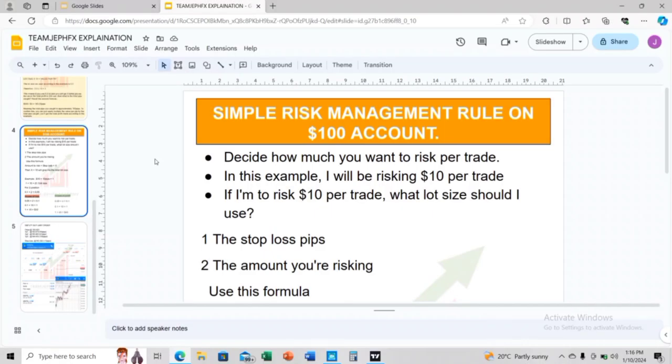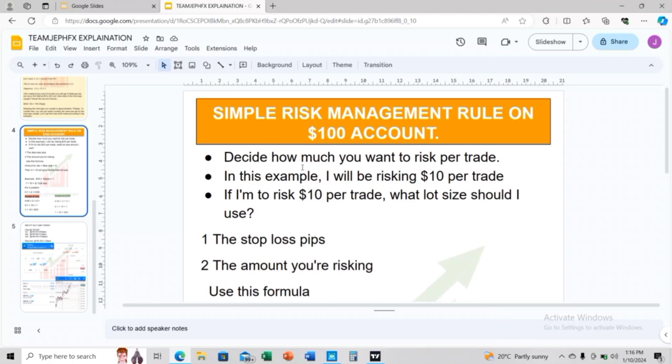Okay, in this video I'm going to be explaining simple risk management rules on a $100 account. You can use these risk management rules on any other account, but in this video I'll be using a $100 account as an example. Let's say, for example, you deposit $100 into your account. Now you can bring out your pen and paper so that you can follow through as I'm explaining.